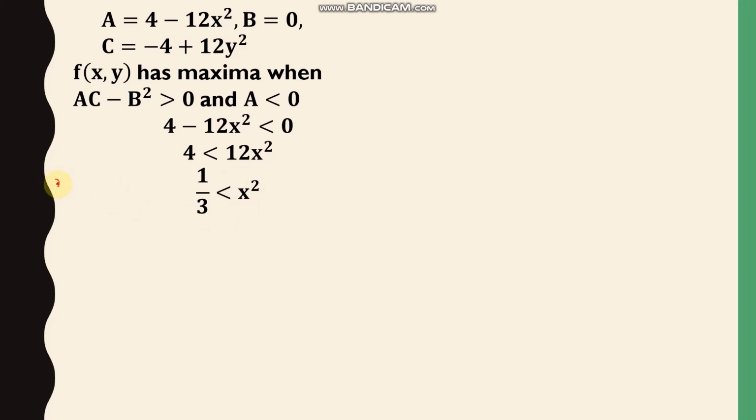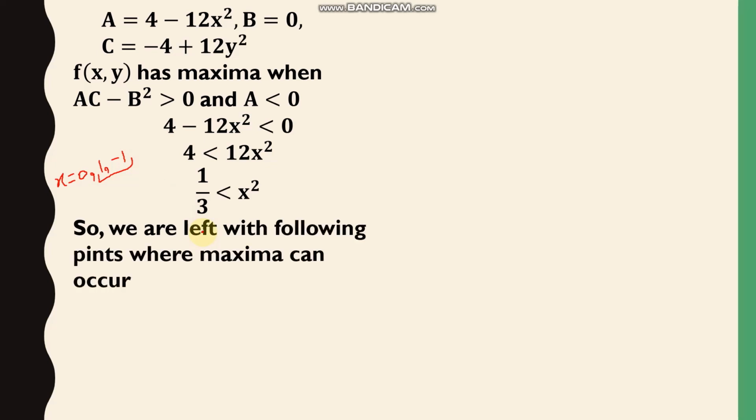We have got 3 values of x now, 0, 1 and minus 1. Only 1 and minus 1 will satisfy this condition. X equal to 0 will not satisfy this condition. So we are left with only 6 points. From the 9 points, maxima can occur at only these 6 points.